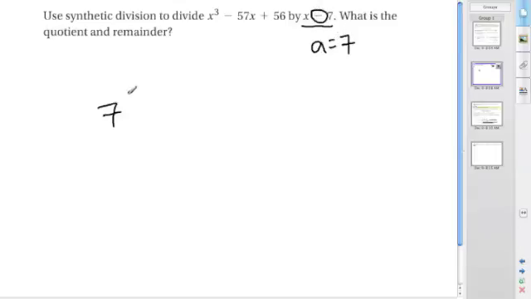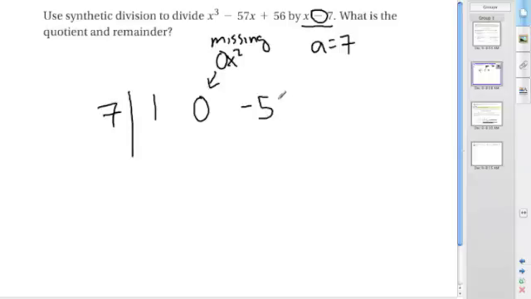So we have 7. Next, I'm going to write down the coefficients. The coefficient of x to the third is 1. I'm going to put 0 because I am missing x squared. So I have 0x squared. That's why I have the 0 right there. Negative 57. That's my x term, and I have positive 56. So again, we have to have every degree from 3, 2, and 1. Since I was missing a degree 2, I added in a 0.